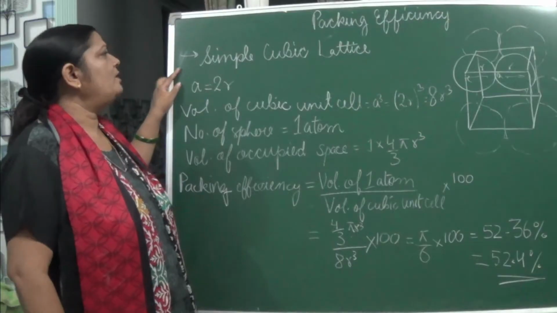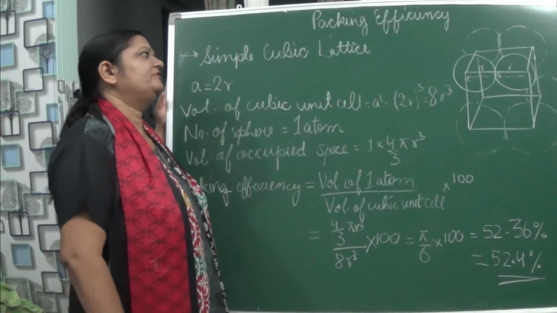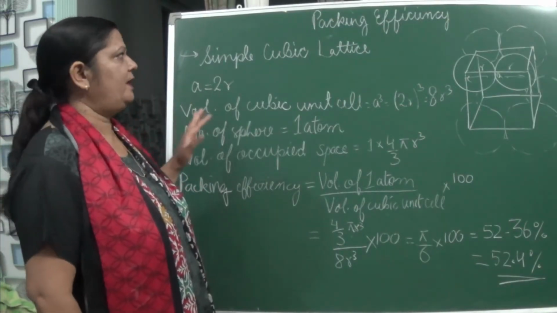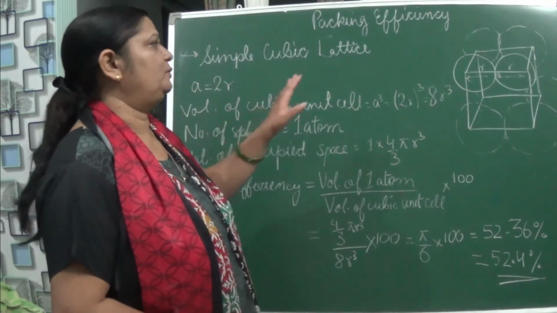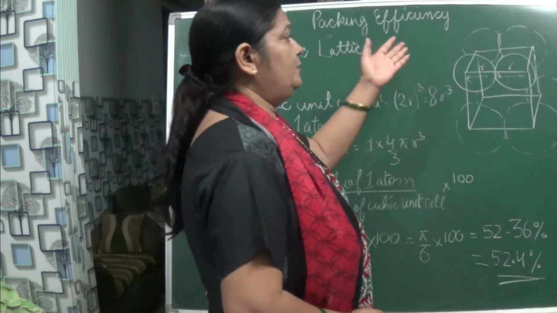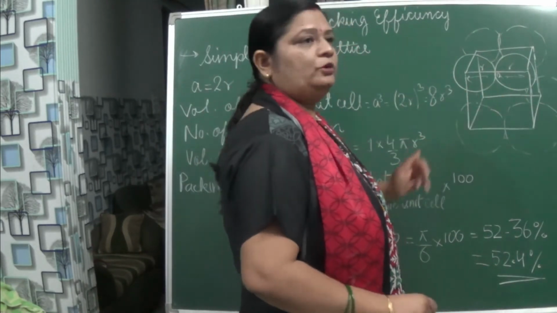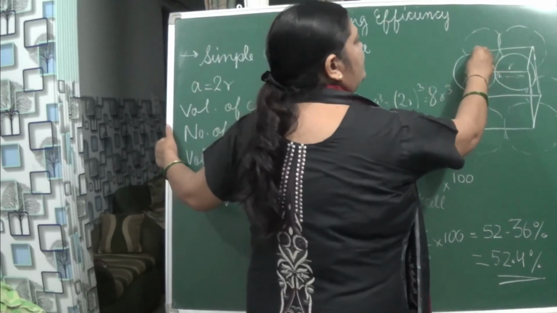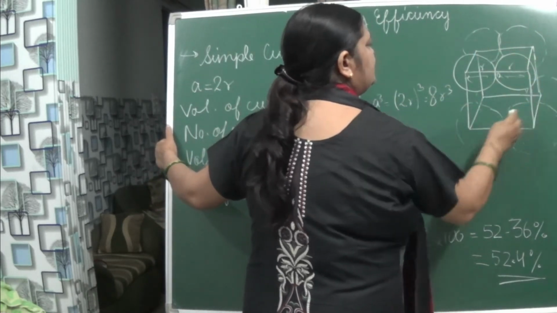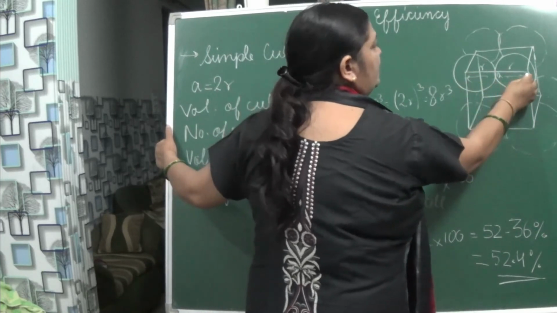Now let us study the packing efficiency of a simple cubic lattice. This will be a simple one, since we have already studied the complex ones. You can see this is a cube, and the atoms are present at the corners, isn't it? Here we have to take out this A.